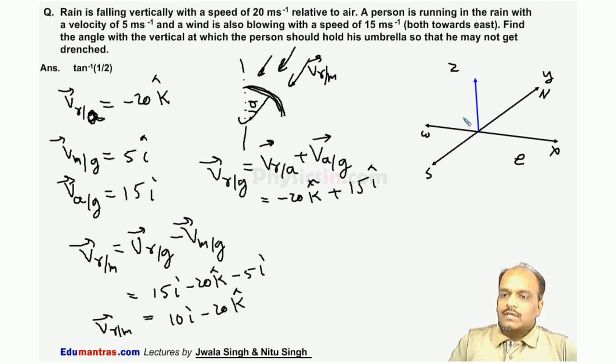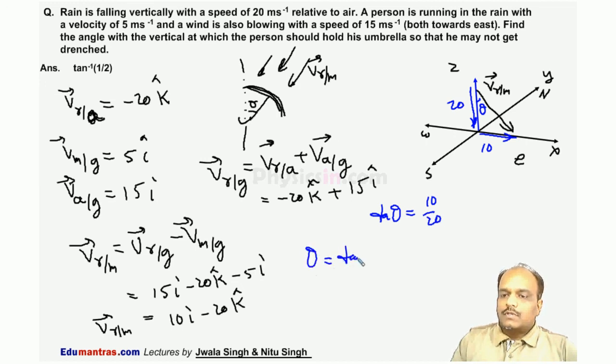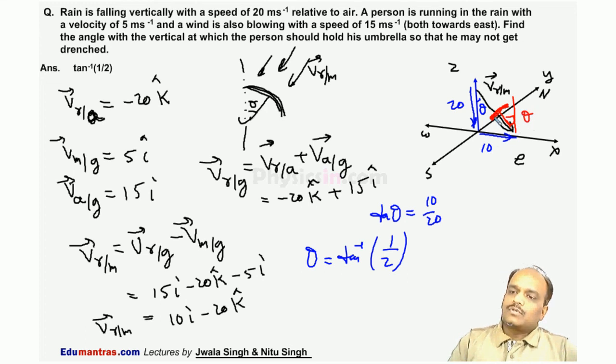So the rain is falling like this. Along the x-axis it is 10 i cap and along the y-axis it is 20. This is the velocity of rain as seen by this man. So this component is 10 and this component is 20 downward. So this angle theta is, I can say tan theta is 10 by 20, or theta is tan inverse of 1 by 2. So this man will hold the umbrella like this. This is the umbrella with the vertical, this angle is theta. So he will hold the umbrella at an angle theta with the vertical.